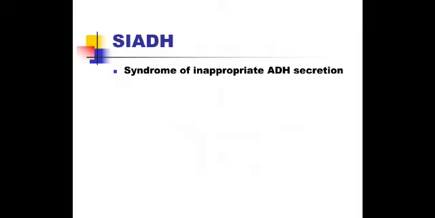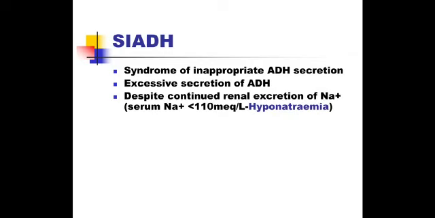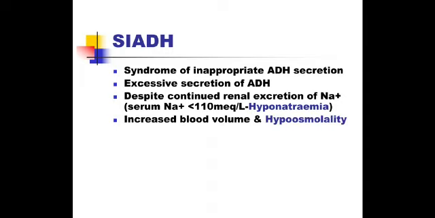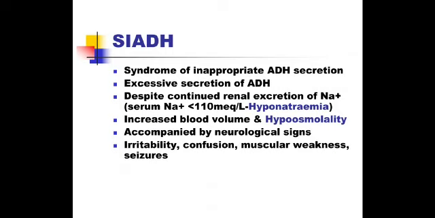Syndrome of inappropriate ADH secretion is characterized by excessive secretion of ADH, which results in renal excretion of sodium, causing hyponatremia, increase in the blood volume, and hypoosmolality accompanied by neurological signs like irritability, confusion, muscular weakness, and seizures.